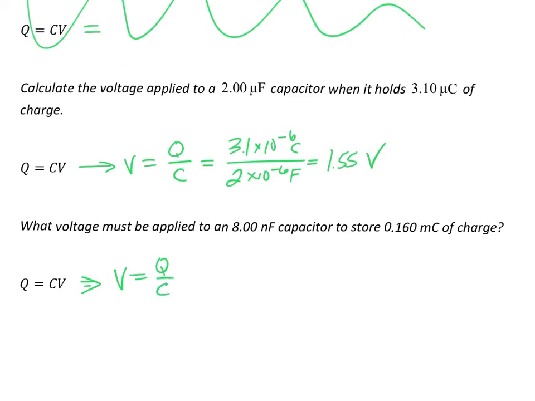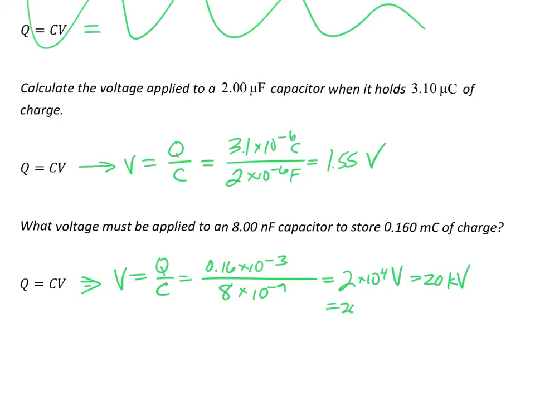Again, Q over C. So we'd have 0.16 times 10 to the minus 3 over 8 times 10 to the minus 9. And that should give us 2 times 10 to the 4th volts, and that would just be 20 kilovolts. Or 20 times 10 to the 3 volts.